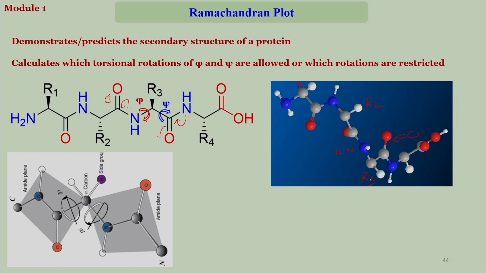Similarly, this R3 will come in the opposite direction, and this CO and this NH can come in close proximity. Here you can see this angle is known as omega, the peptide angle, and this is fixed at 180 degrees, because this is the best way to avoid lone pair electron repulsions. So, the omega angle is almost fixed at 180 degrees. You can rotate phi and you can rotate psi.